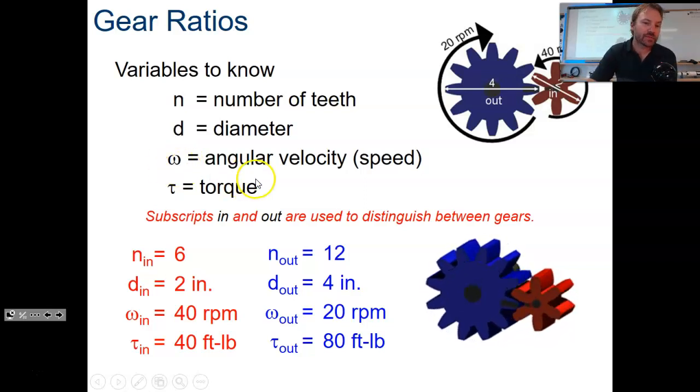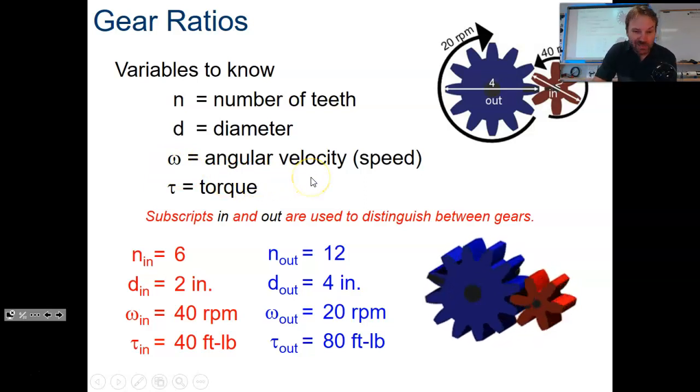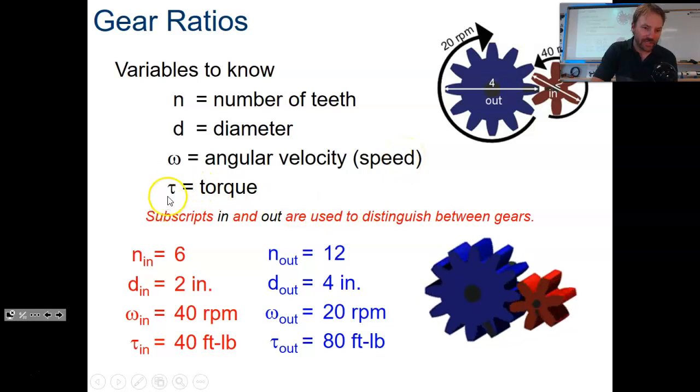Greek letter omega, which means angular velocity, how fast it's spinning in RPM, or radians per second back in the day. Or you could measure torque. This is the Greek letter tau, and it stands for torque.